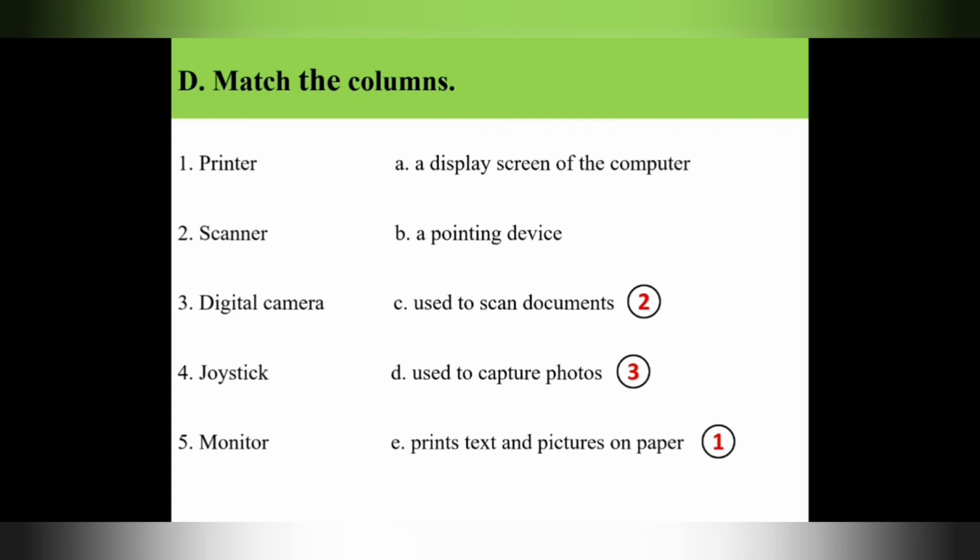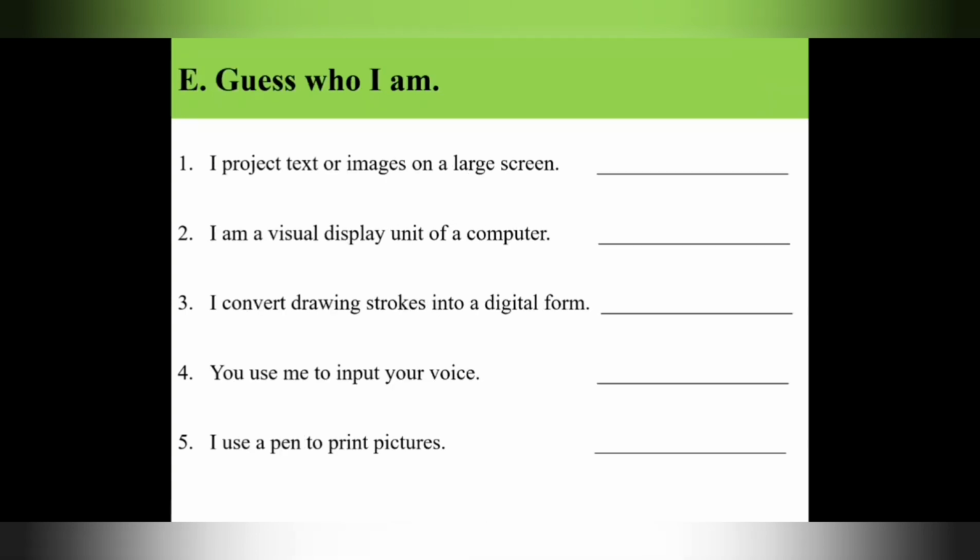Fourth one, joystick. The options are a display screen of the computer, a pointing device. Joystick is the pointing device. So which one is the correct? Option B is the correct one. Okay, last one, monitor. So no other options. A display screen of the computer. Monitor is the display screen of the computer. Could you understand, children?